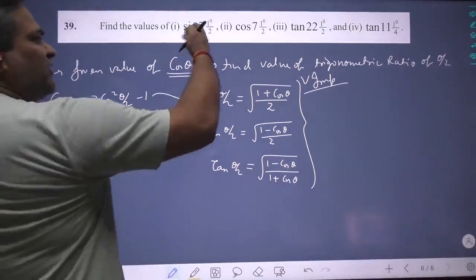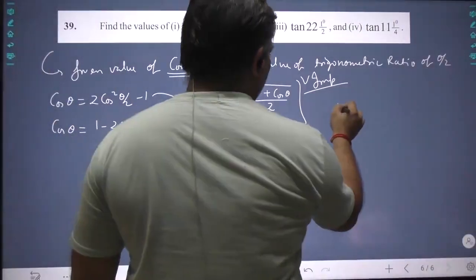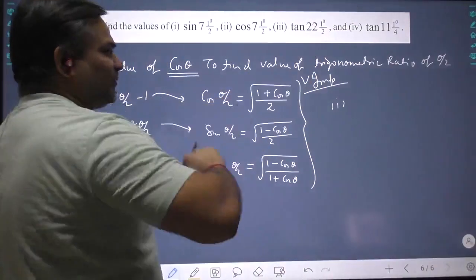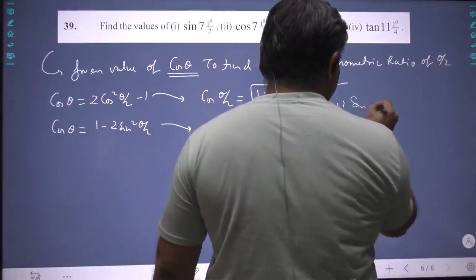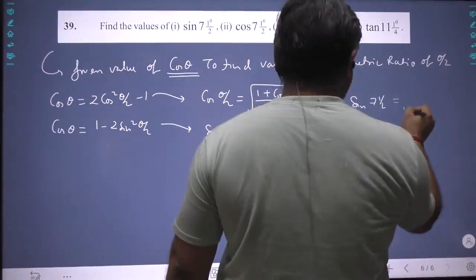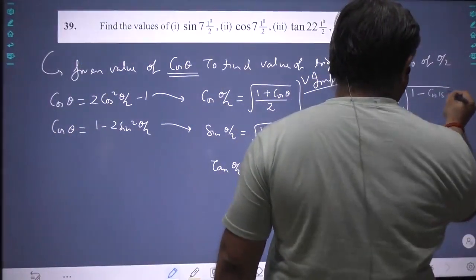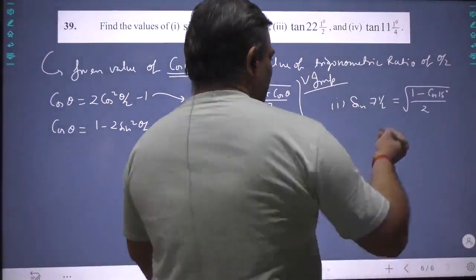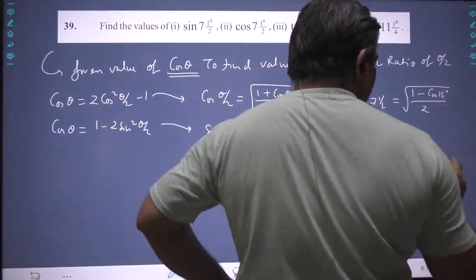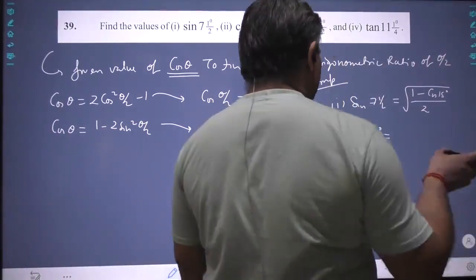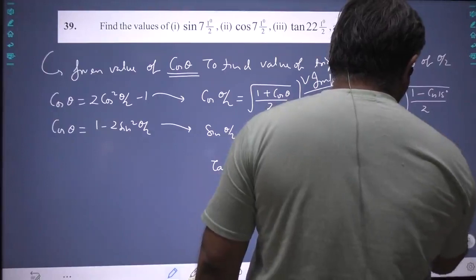Now, each one of them is very easy. Suppose I want to find out sin 7.5. Suppose I want to do the first one; the rest I will leave to you. So it's very easy. I will say sin 7.5 is equal to root of (1 minus cos 15 degree) by 2. You put the value of cos 15 degree, which can be written as cos(45 minus 30). That comes out to be cos 45 cos 30 plus sin 45 sin 30.